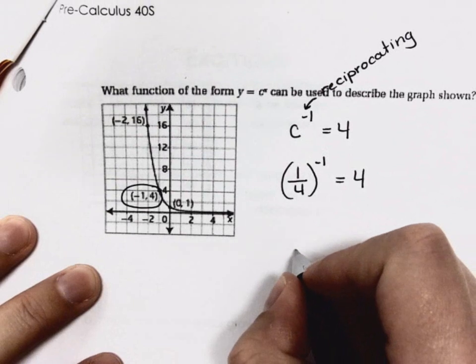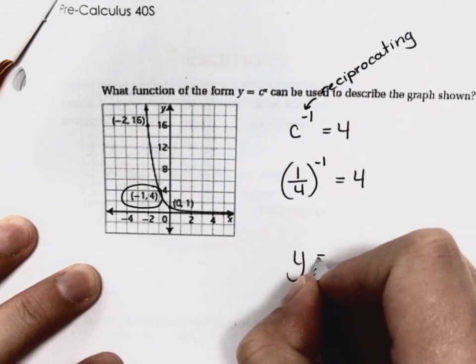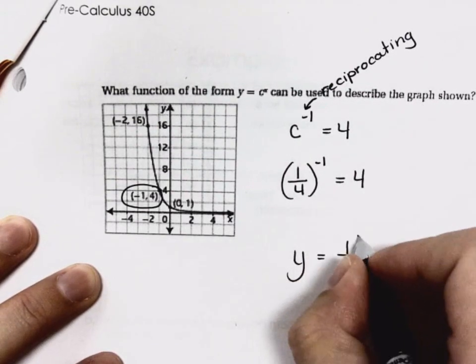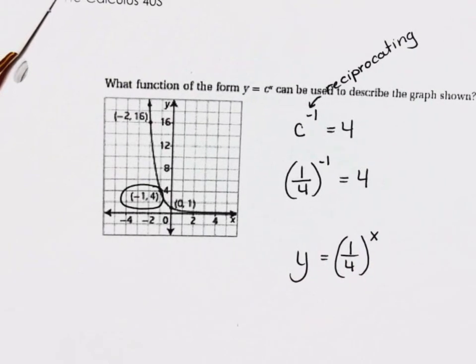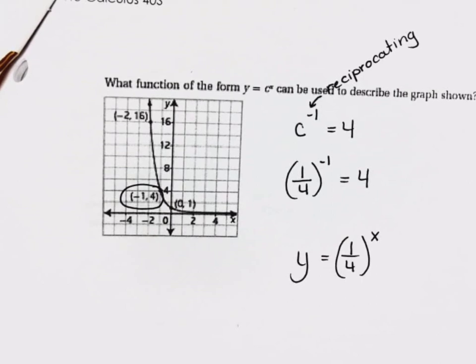So we would say my equation is going to be y equals 1/4, in brackets, to the exponent x. And again, those brackets need to be around that fraction. If you had written it without the brackets, I would probably say a full mark deduction on that one, because that exponent has to apply to both the numerator and the denominator. Okay.